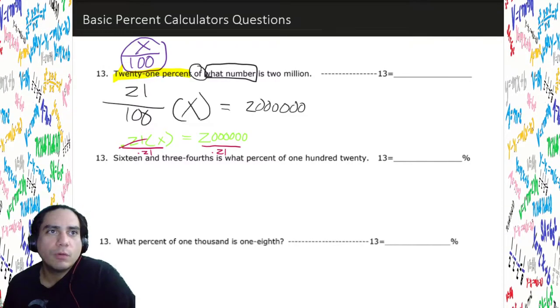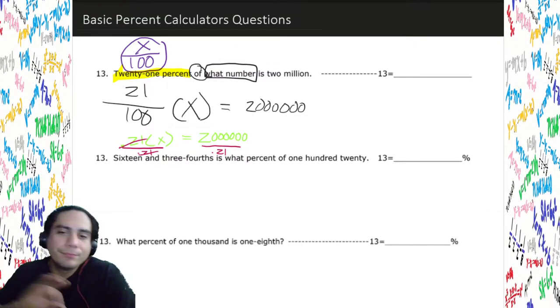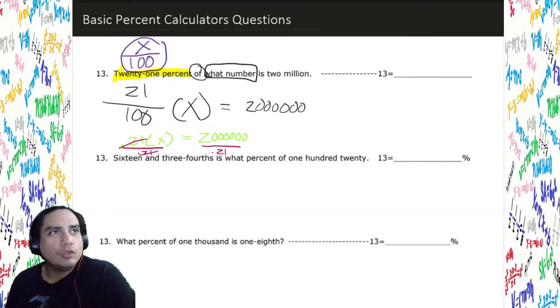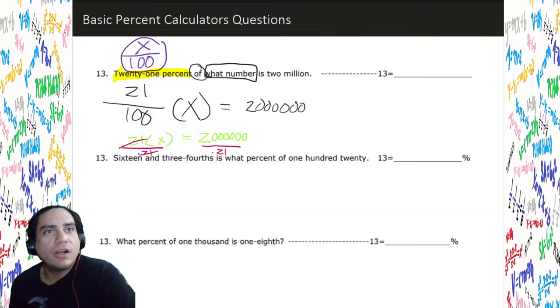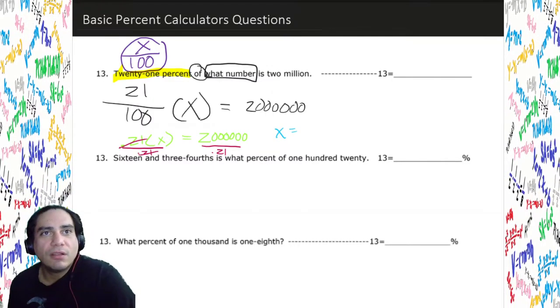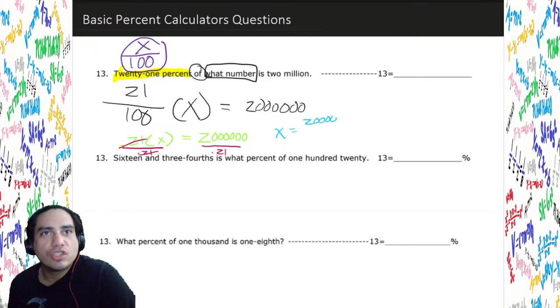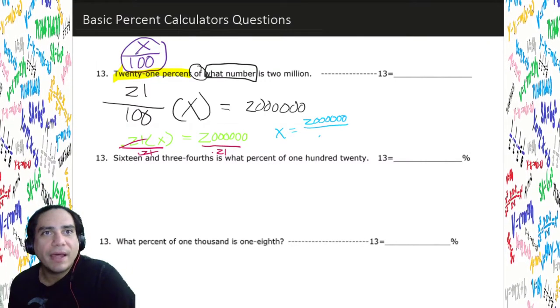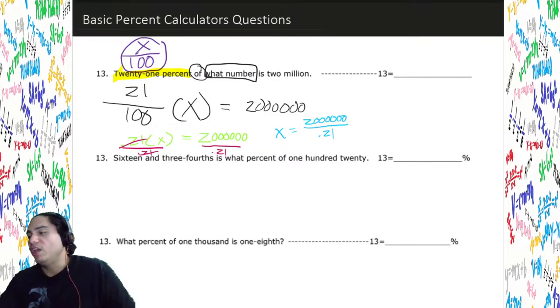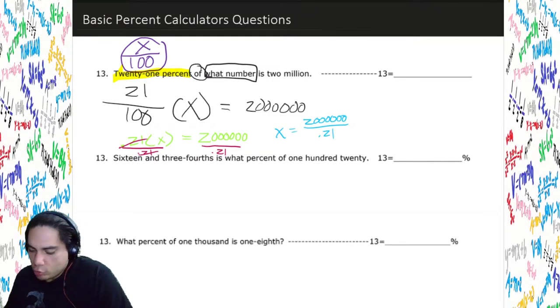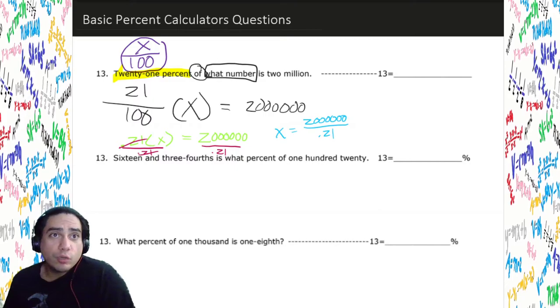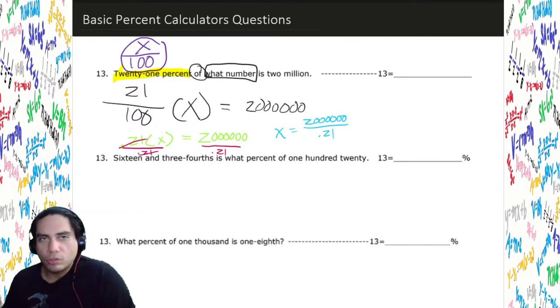Guess what happens to the 0.21, the 21%? It cancels out. Whatever you do on the left, you do to the right, and we have our real equation: 2 million divided by 0.21. We go ahead and type that in. Of course, you could also use 21 out of 100 instead of 0.21. You could do that too.